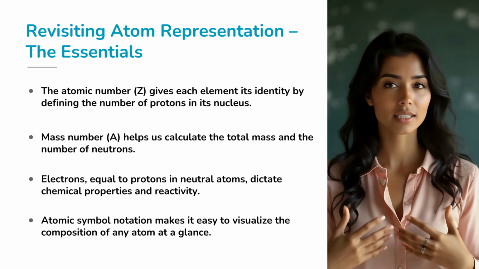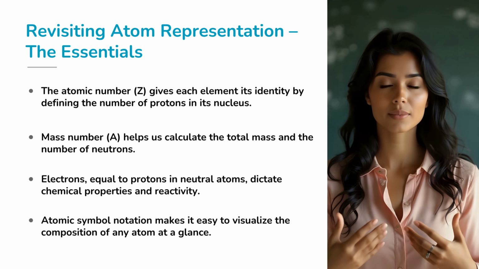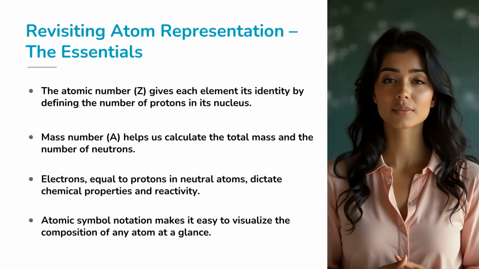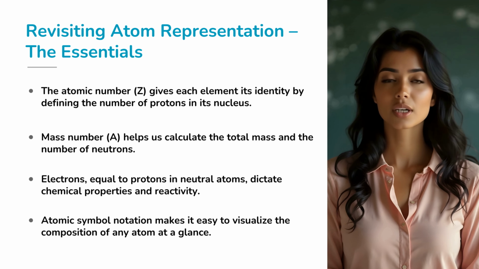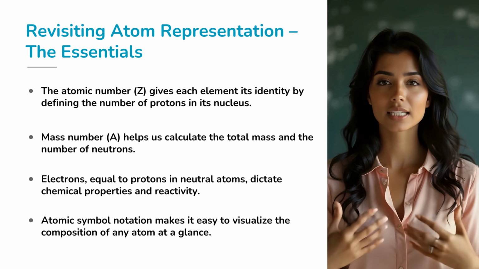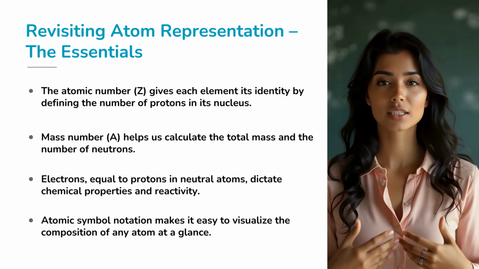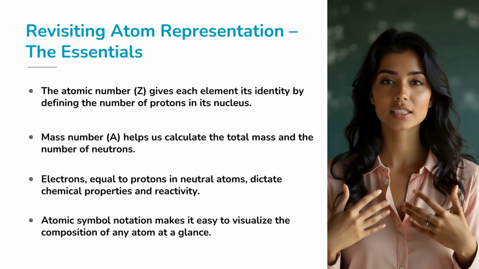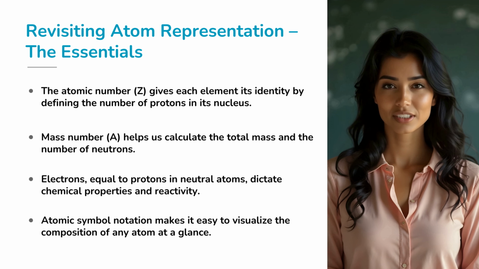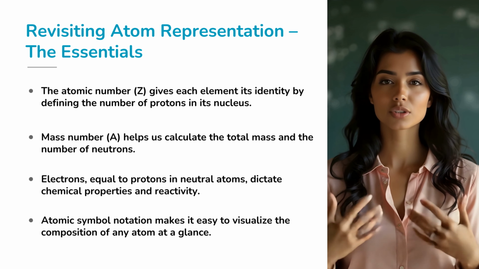Let's quickly sum up what we've learned about representing atoms. Atomic number Z gives each element its unique identity. It's the count of protons in the nucleus. Mass number A tells us the total number of protons and neutrons. Electrons match protons in neutral atoms and are the key players in chemical reactions. And don't forget that little atomic symbol notation with mass number as superscript and atomic number as subscript is the chemist's shorthand for understanding the invisible architecture of matter. I hope you now see how a simple set of numbers and symbols can explain everything from the air we breathe to the batteries in our phones.